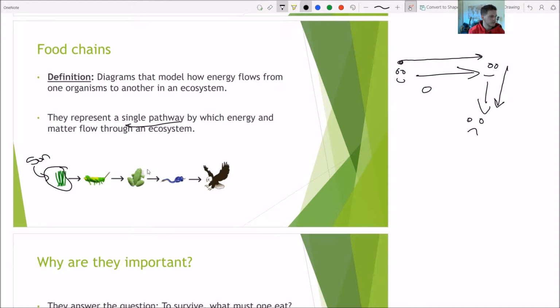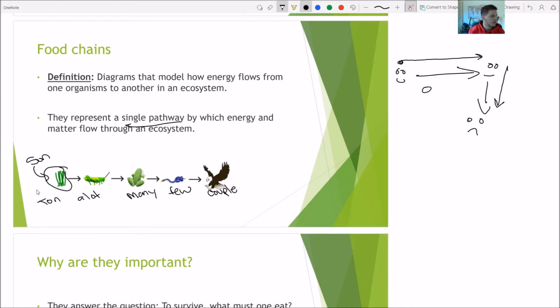Frogs are going to eat some grasshoppers. Again, they're only going to get some of the energy. Snakes will eat the frogs, get some of that energy, and then eagles will eat the snakes and get some of that energy. So there's a ton of grass, there's a lot of grasshoppers, there are many frogs, there are a few snakes, and just a couple eagles.